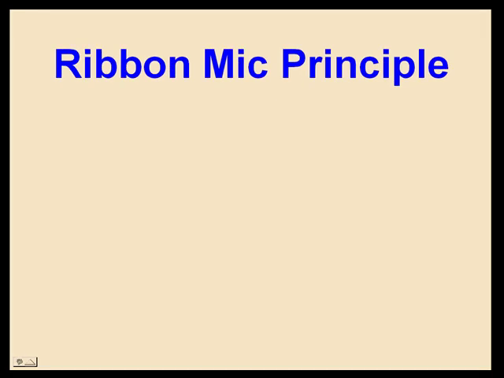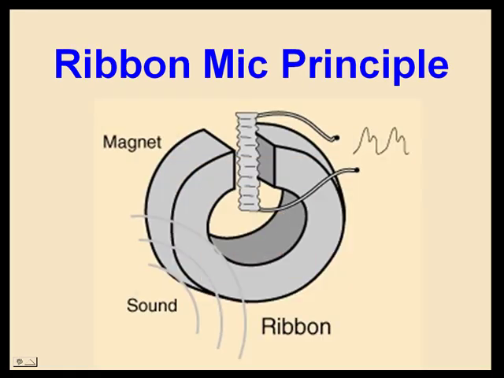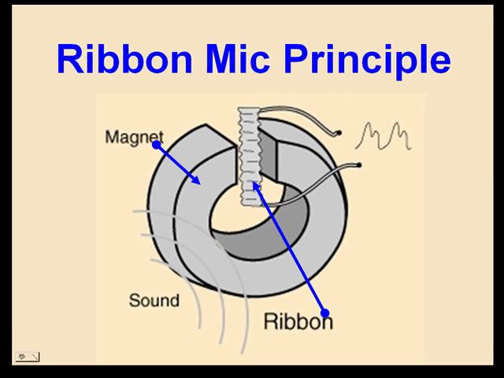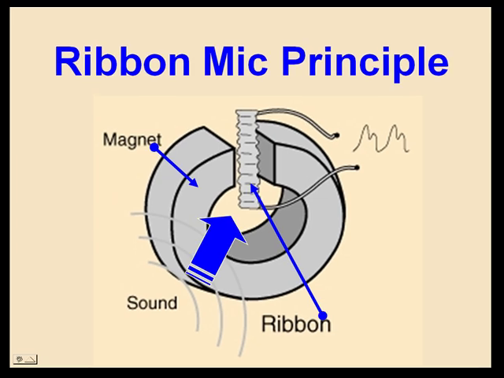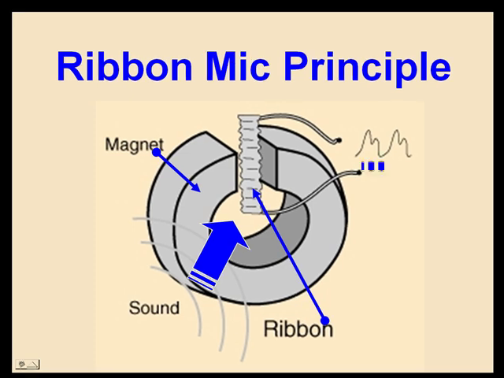In this diagram, instead of a moving coil, we see a flat aluminum ribbon suspended in our magnetic field. This ribbon serves as the diaphragm of the microphone. So the changing pressure of the sound waves causes the ribbon to move in the magnetic field, and a small electric current is induced or produced as a result.